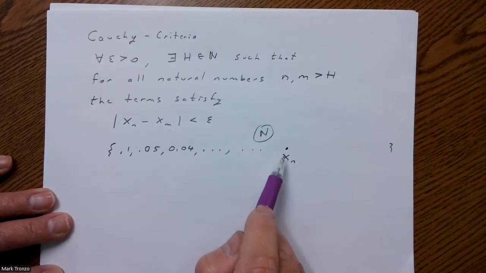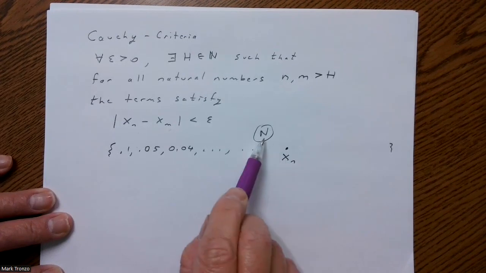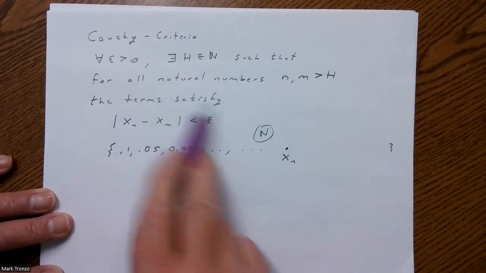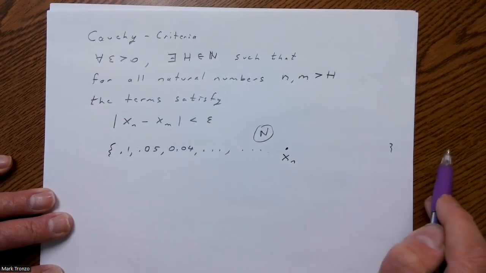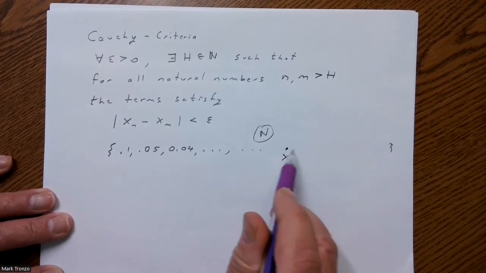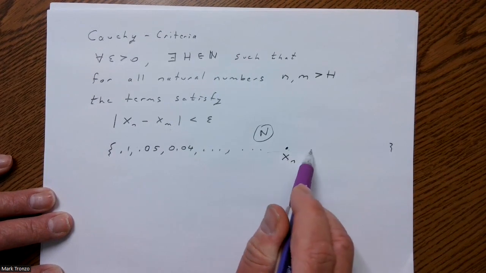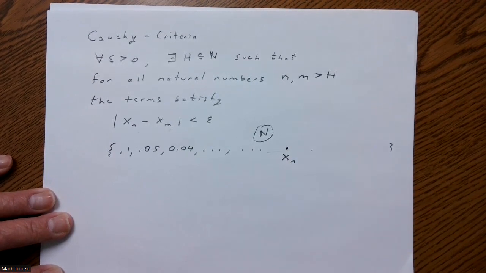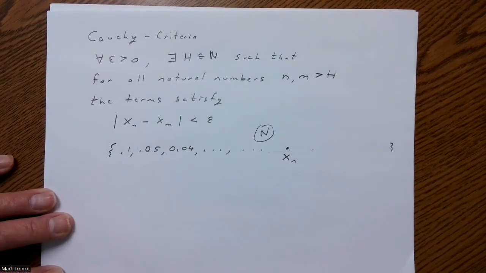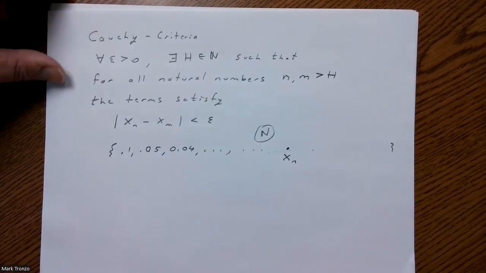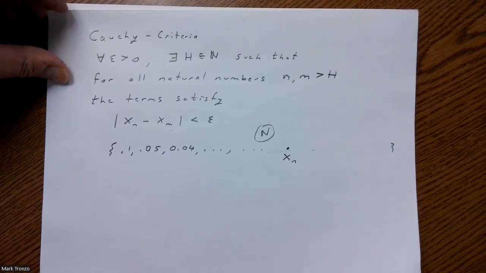The fact that you have to find this N, or H as sometimes called, such that any two terms you pick, maybe right here or right here, even a billion terms away, that difference still has to be less than epsilon. So it's just, in words, a way to think of what the Cauchy criteria is saying.